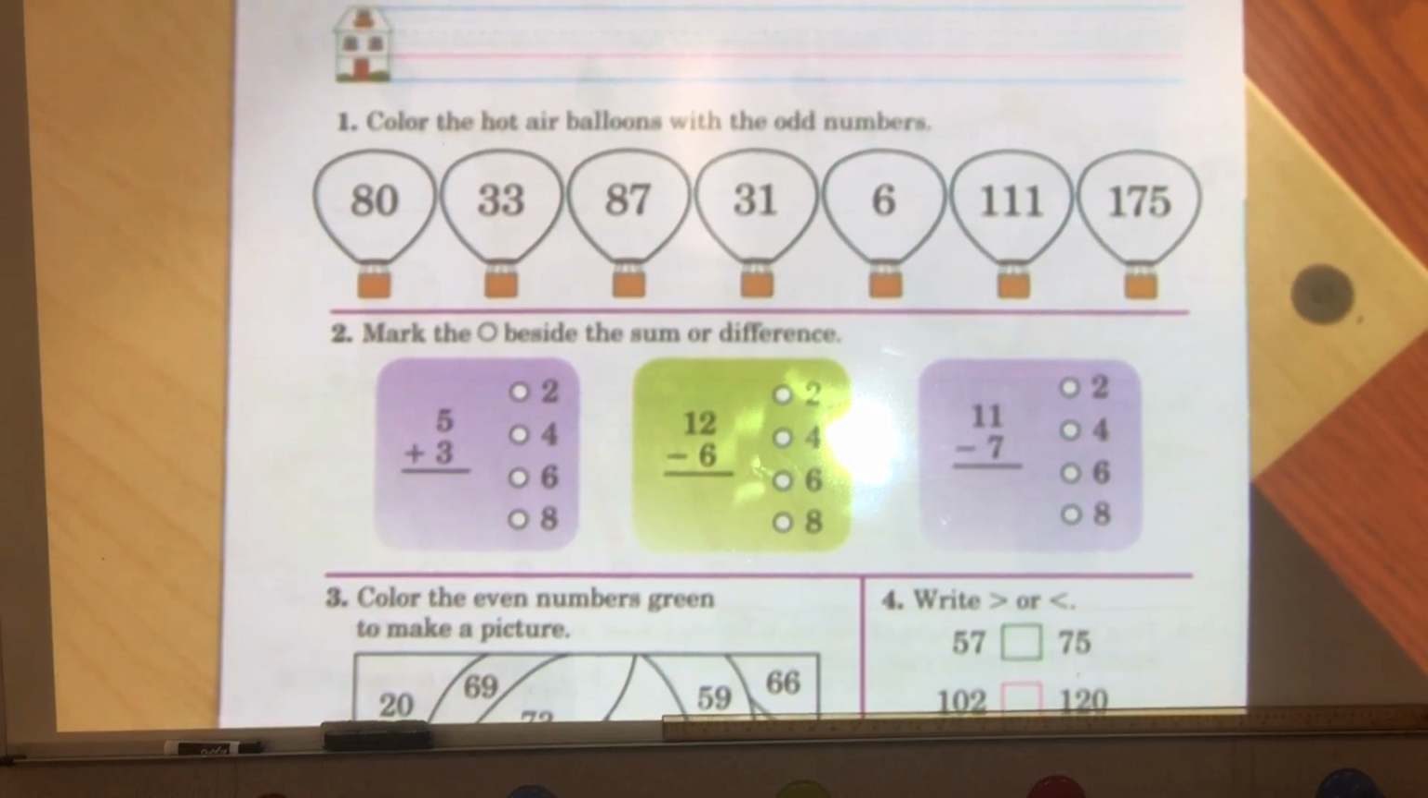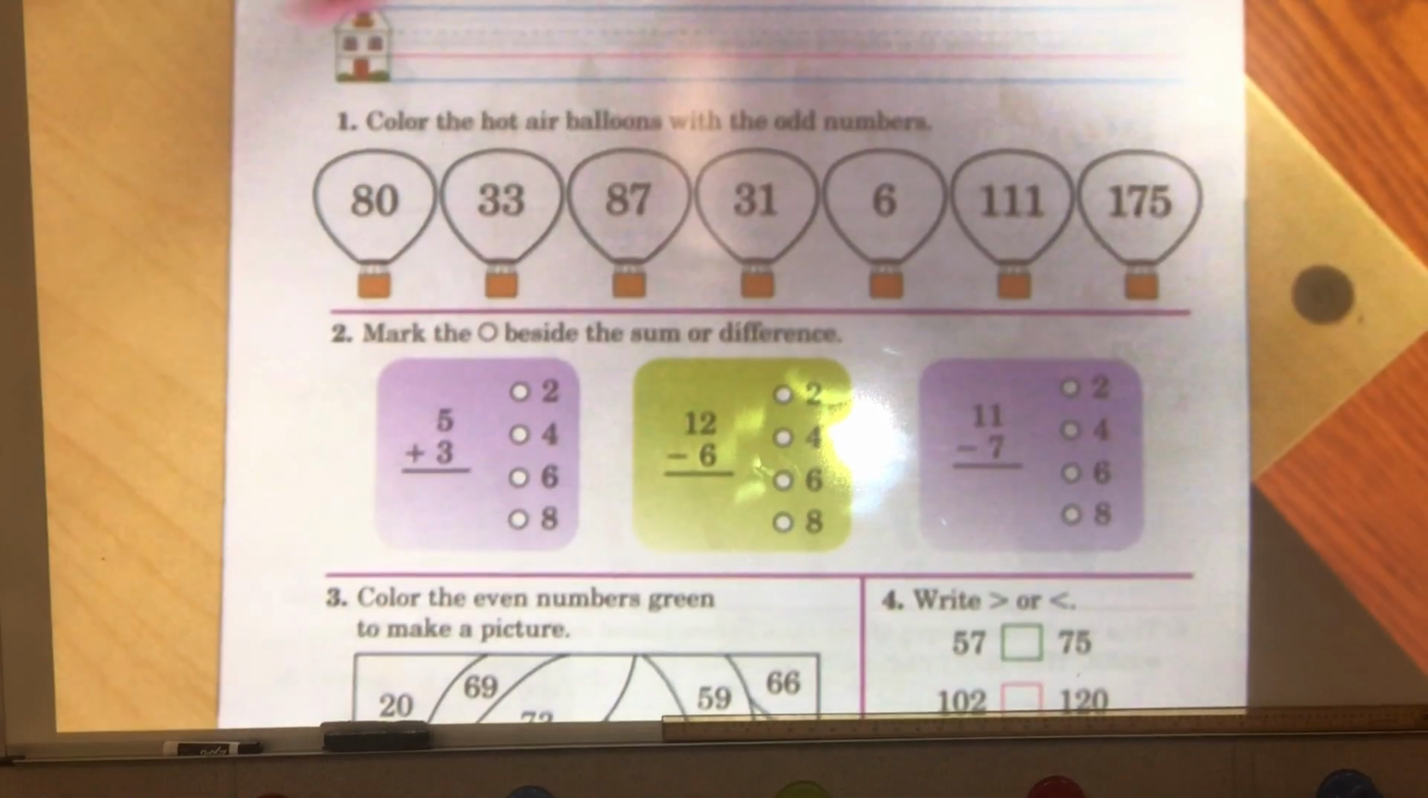1, 3, 5, 7, 9. So once again, the odd number ends with 1, 3, 5, 7, and 9. So you take a look at the numbers and you're going to color the odd numbers of the hot air balloons.